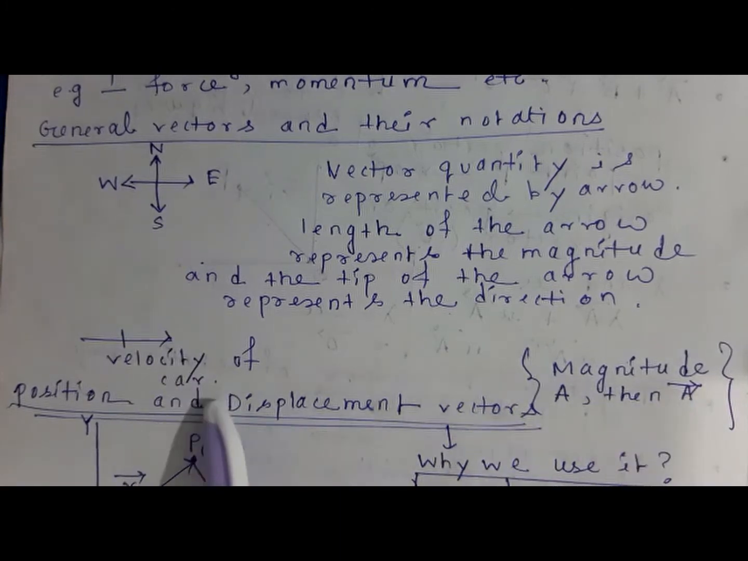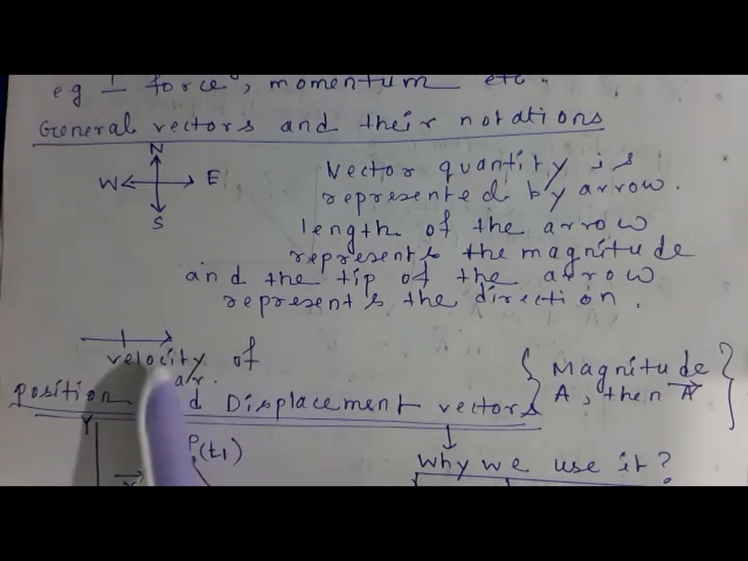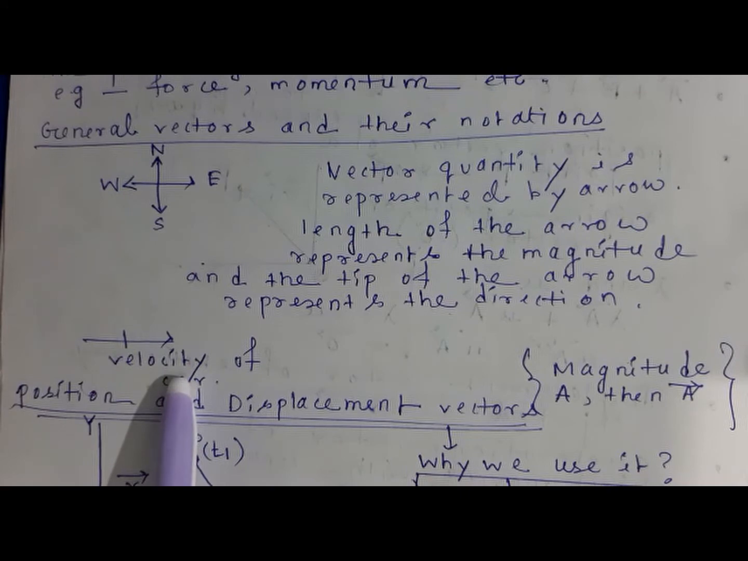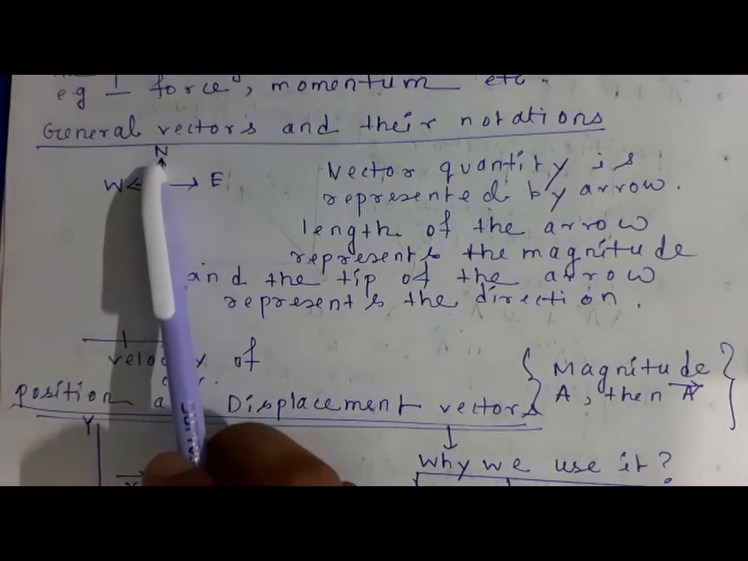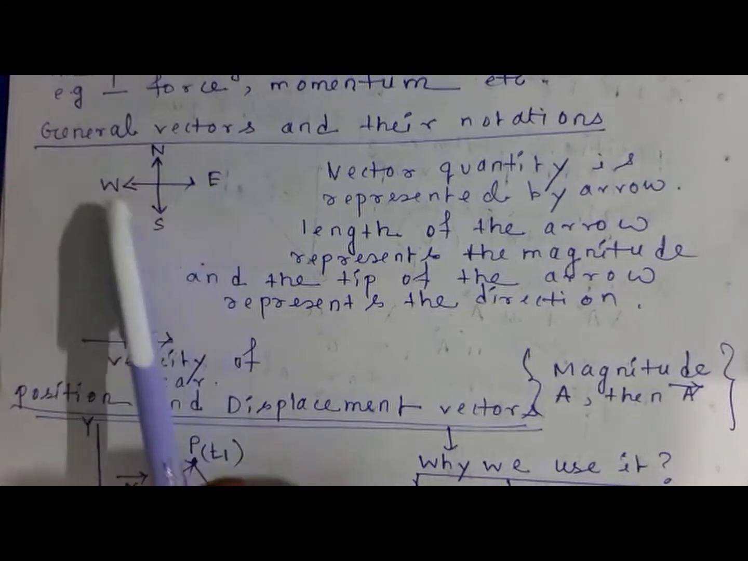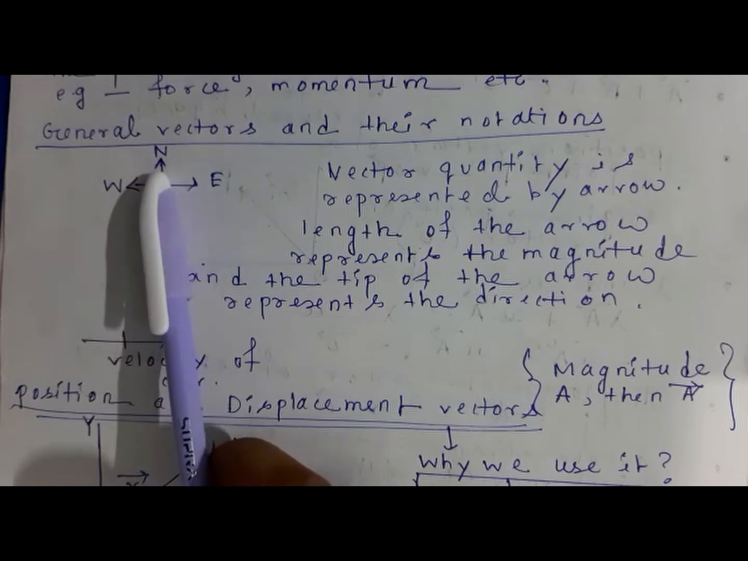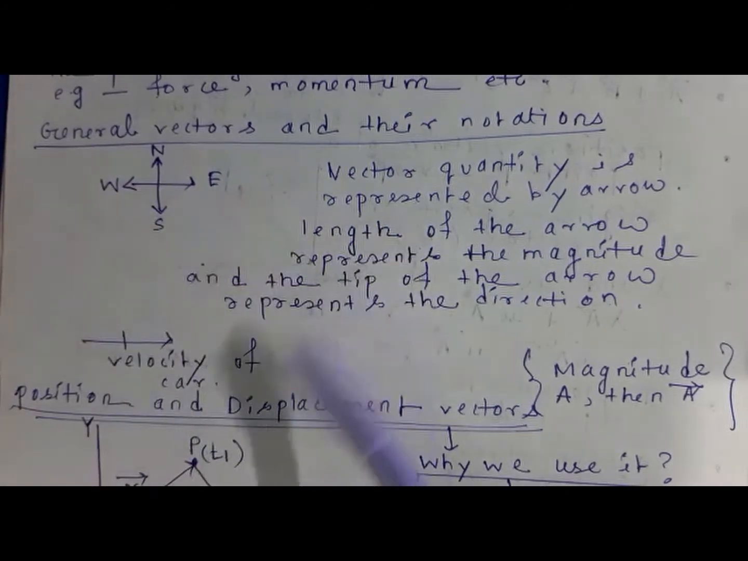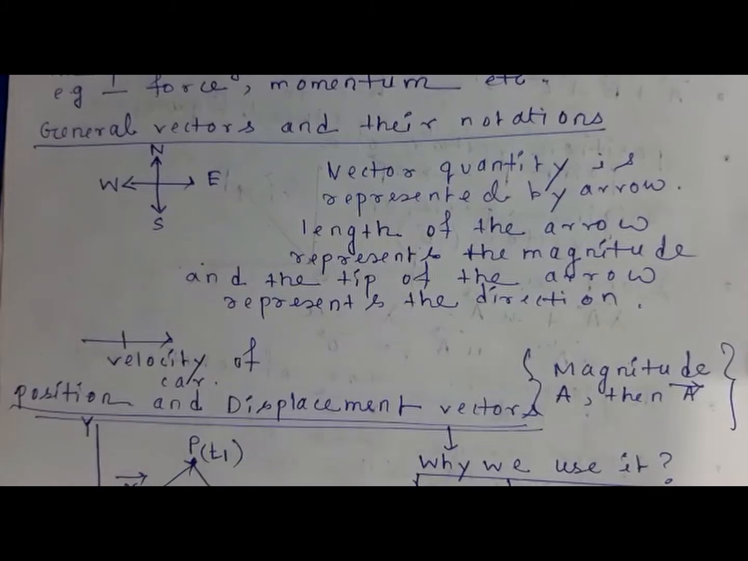Now the length of the arrow will represent your magnitude. How much length do you want to make? Suppose here I have given the velocity of a car, so whatever length I give is going to be the magnitude, and the tip of the arrow represents the direction. Here in this figure you can see north, east, south, west, so the tips will indicate the directions. This is very simple to understand.